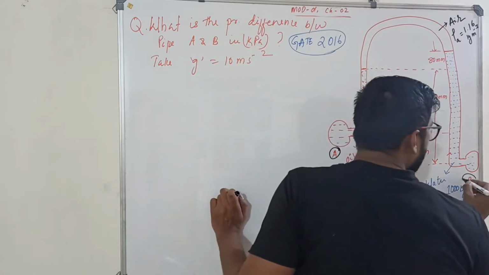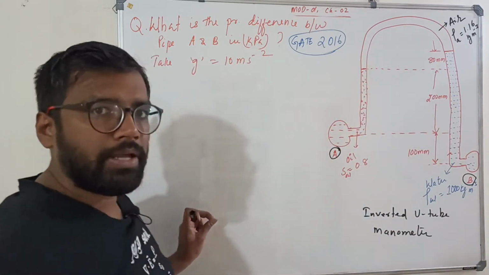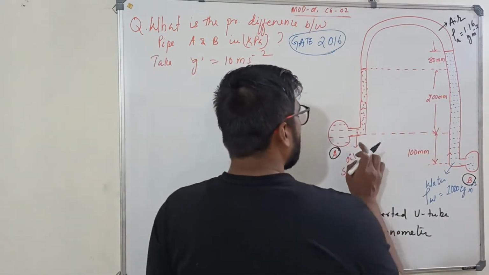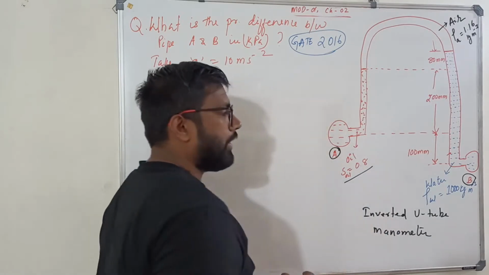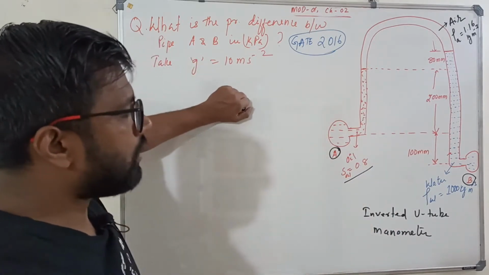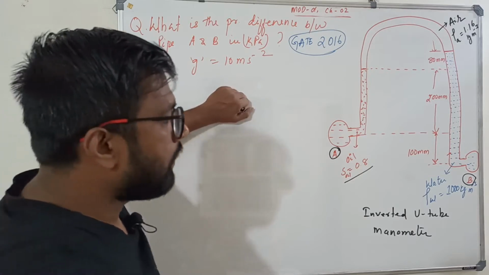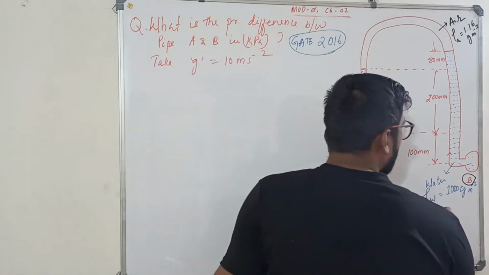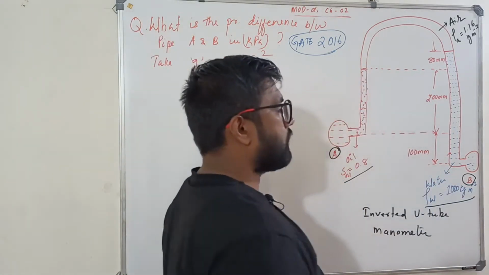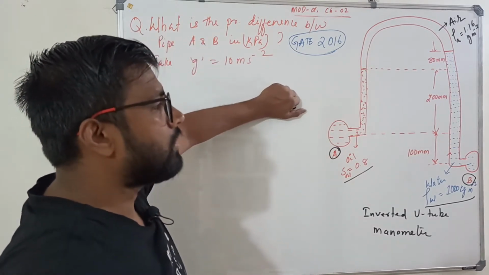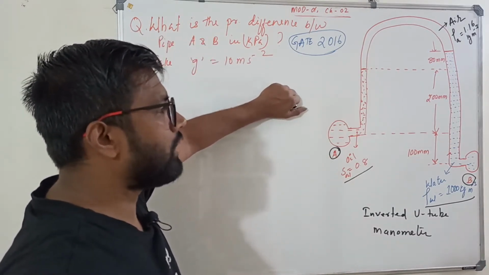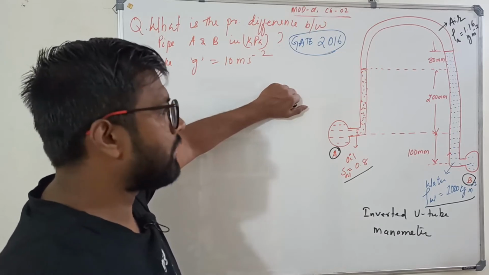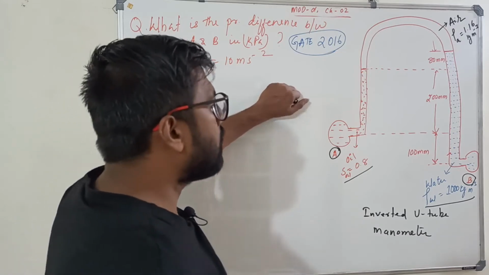You have another pipe B, pipe A and pipe B. Pipe A has an oil of specific gravity 0.8. Pipe B contains water of density 1000 kg per meter cube. Water I have written in blue and oil in red. Blue is water.